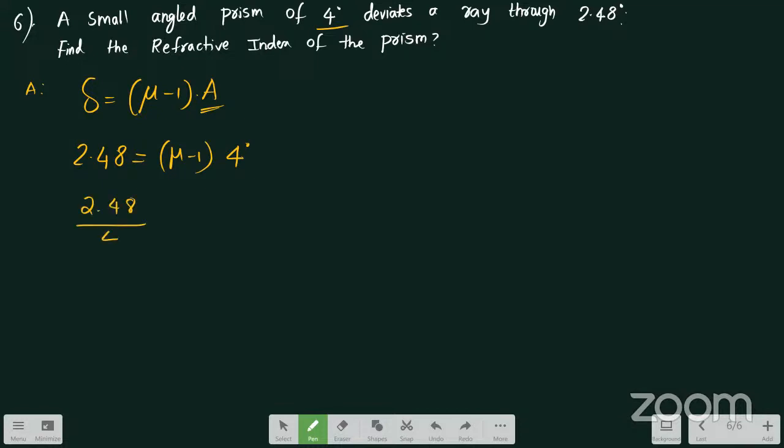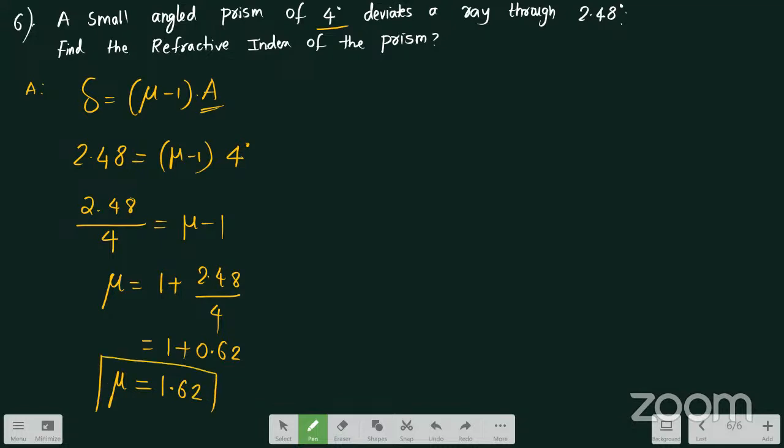So this will become 2.48 divided by 4 equals mu minus 1. If you solve this, you will get mu equals 1 plus 2.48 divided by 4. So this will become how much? 4 sixes are 24, so the decimal point is there, and this will become 0.62. So the refractive index of the prism is mu equals 1.62. This does not have any units because it is a constant for a particular material.